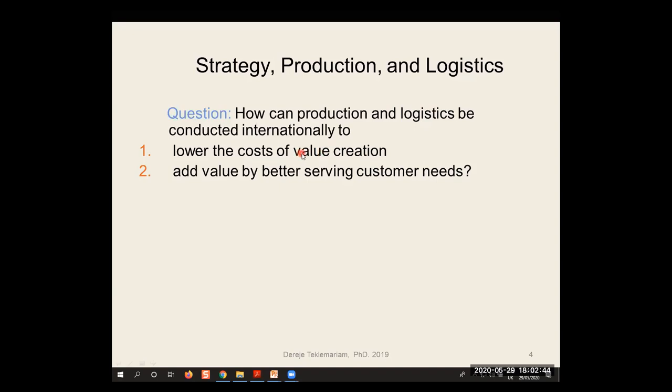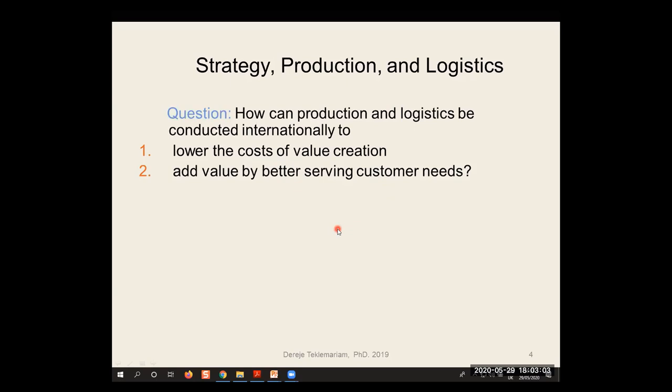Value of what? Value of not going to the production side. That's what you call the value creation or convenience addition in the product supply chain. So lowering the costs of value creation and adding value by better serving the customer. This is a key issue, by the way.